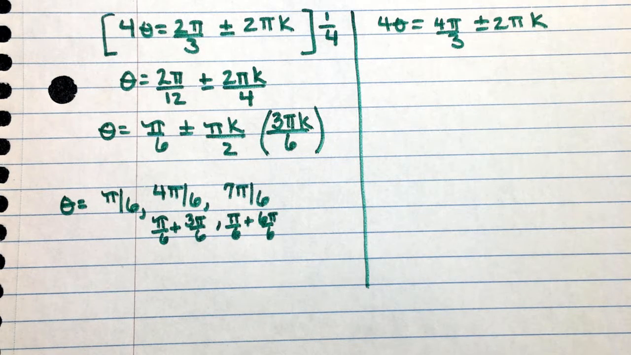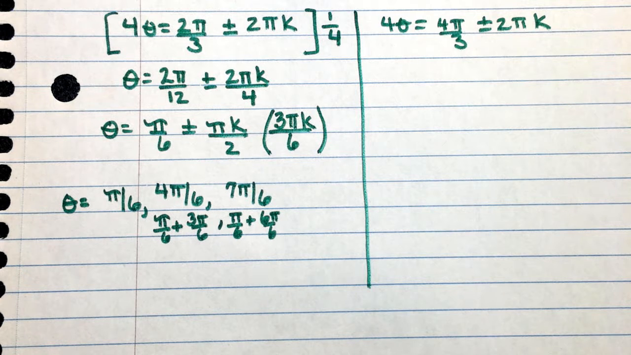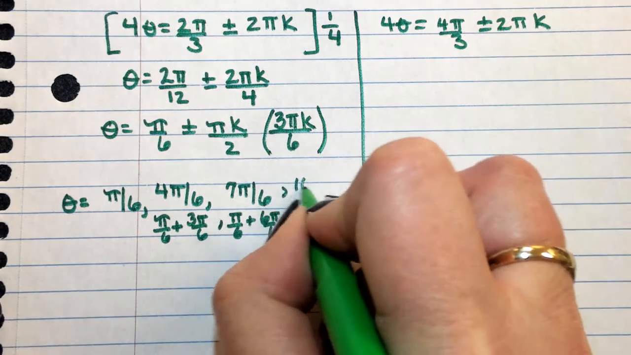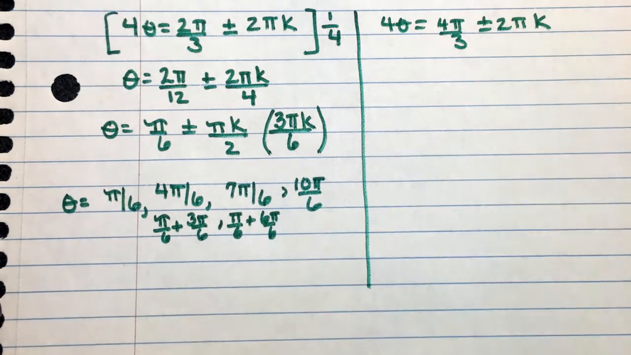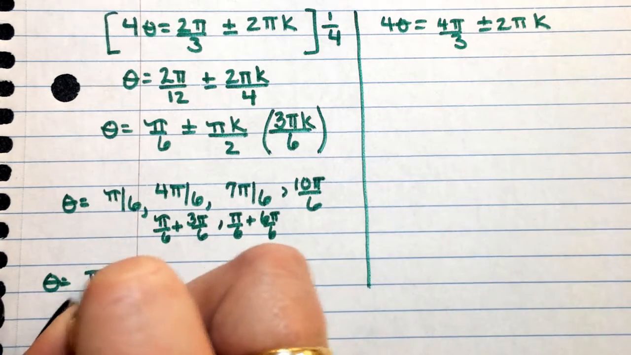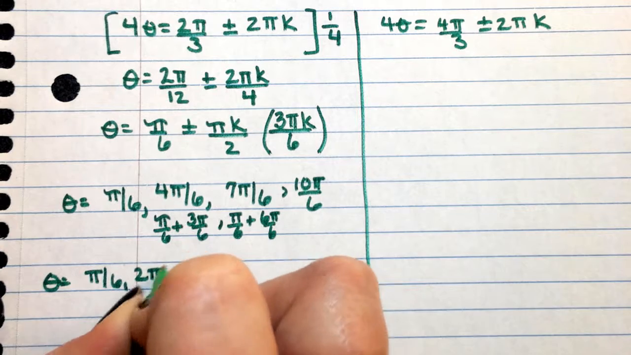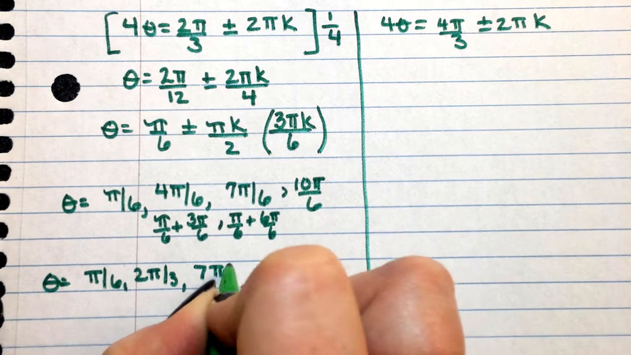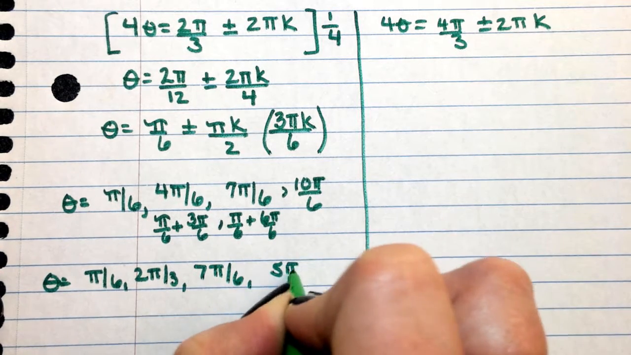The reason why I always wait is so I can notice that pattern. What's that numerator increasing by? 3. So again, my next one's going to be 10 pi over 6. The next one would be what? 13 pi over 6. So I'm done. So I know that I've got 4 answers here: pi over 6, 2 pi over 3, 7 pi over 6, and 5 pi over 3.